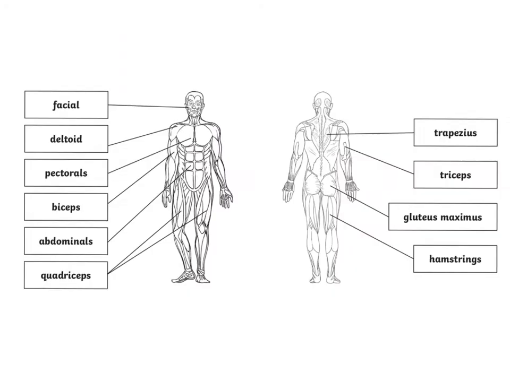So let's have another look at our different muscles. So here we've got our facial muscles. You've got lots of muscles in your face. You do different facial expressions. You make a smile, you do a frown. You're using all of those muscles to help you.